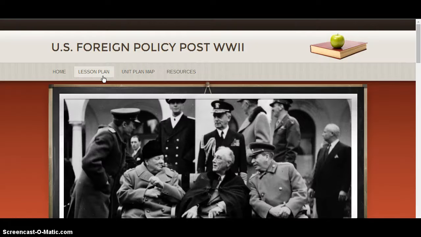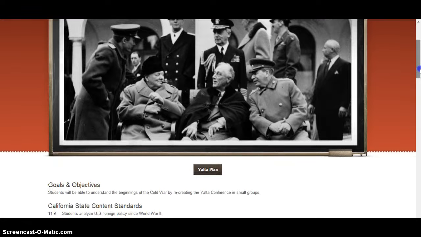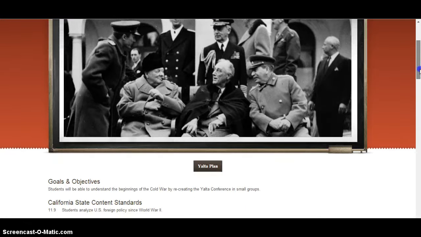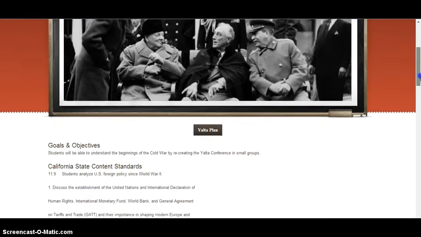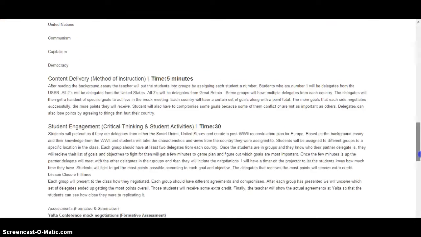So let's go down the list. So first one, this is the simulation assignment. So right here you have the big three, Churchill, Stalin, and Roosevelt. This is their meeting in Yalta in 1945. So basically what this is, a simulation.